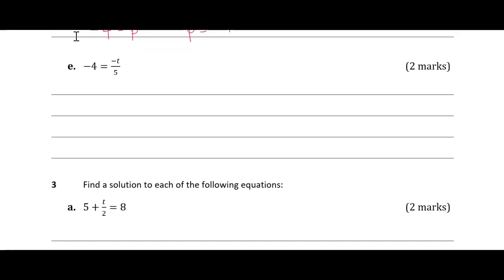All right, question E. We've got negative 4 equals negative t over 5. So we want to get rid of that 5, so I'm going to multiply both sides by 5. So they cancel out. So 5 times negative 4 is negative 20 equals negative t. Now, because both sides are negative, I can just make them both positive. Or I can say, let's divide by negative 1. So that negative and the negative cancel out, and then negative 20 divided by negative 1 just becomes 20. And so t equals 20.